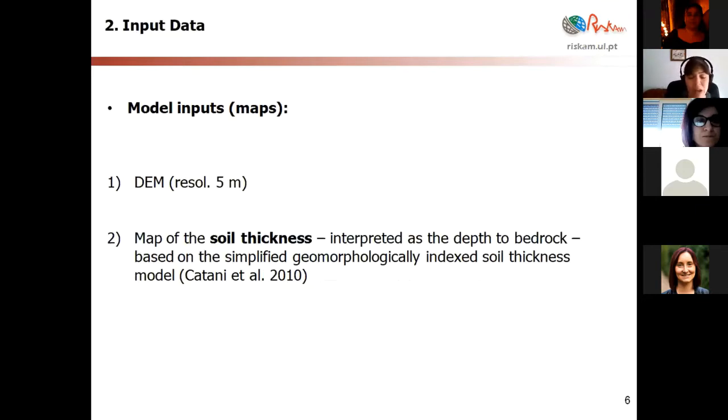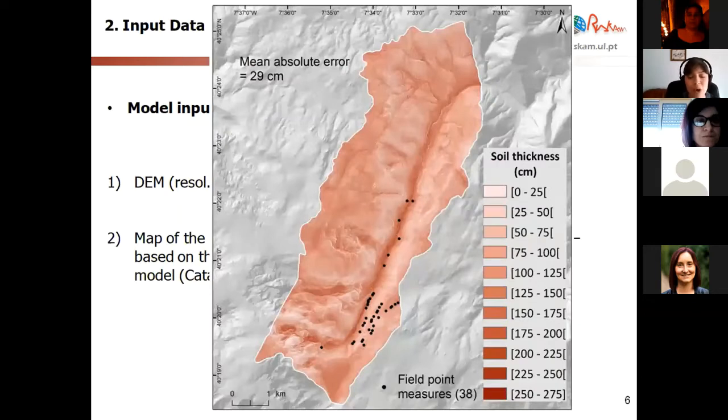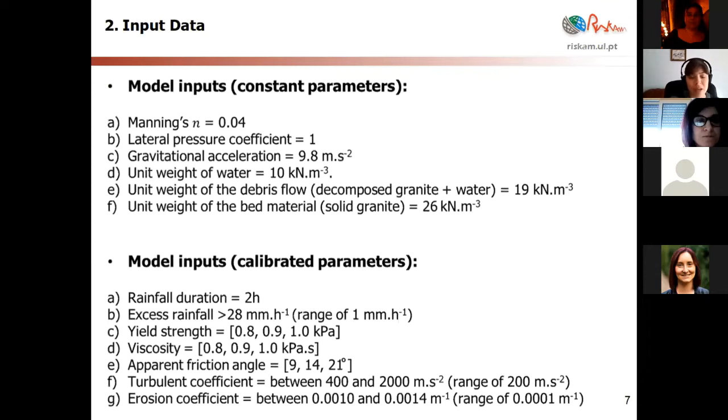So for the dynamic modeling, this slide shows the model inputs. We used a digital elevation model with a resolution of 5 meters. And the map of the soil thickness was based on the simplified geomorphologically indexed soil thickness model produced by Filippo Catani et al. This model was validated by comparing the results with 38 field point measures and resulted in a mean absolute error of 29 centimeters. This slide shows the constant and the calibrated parameters used in the model.